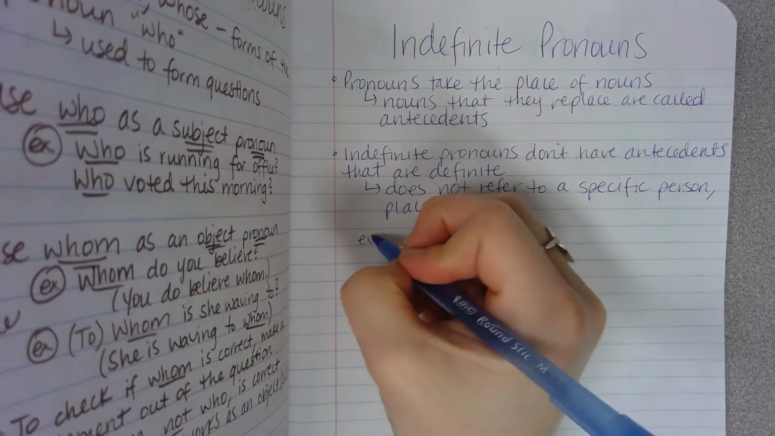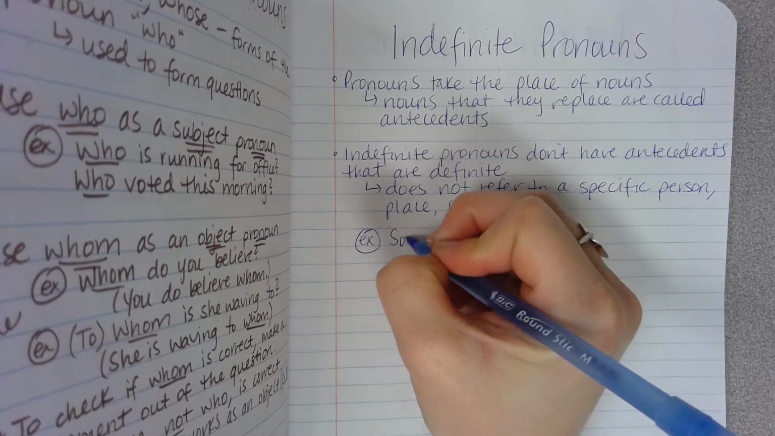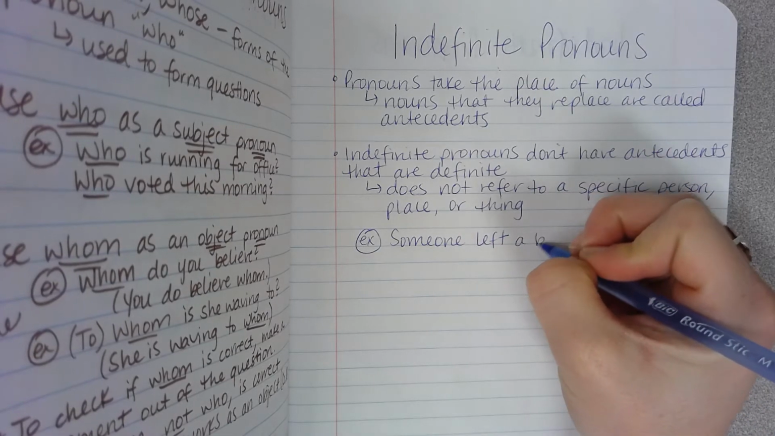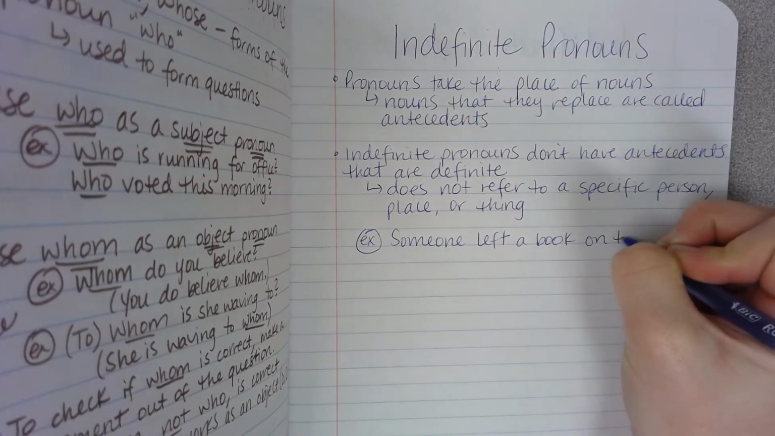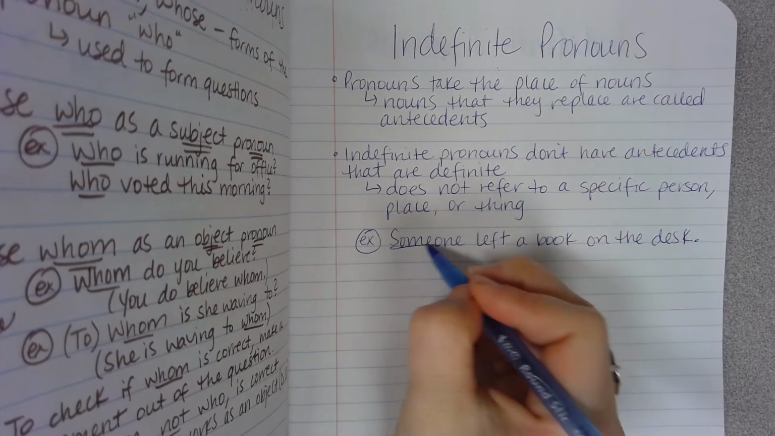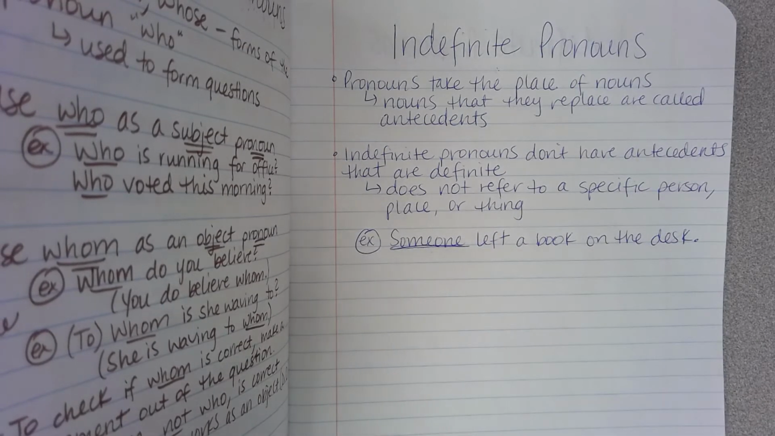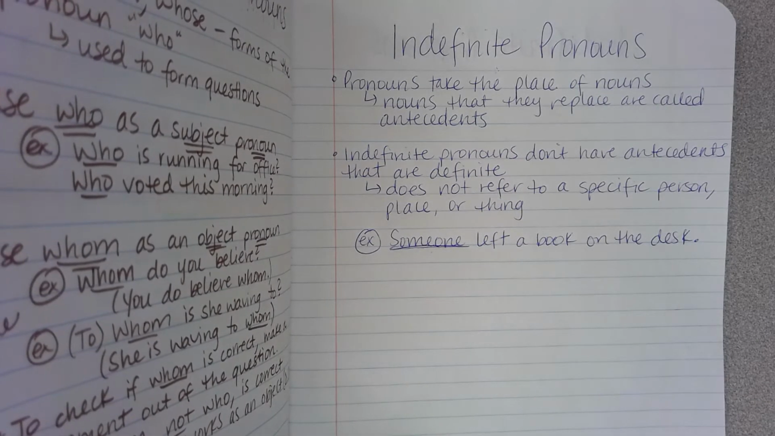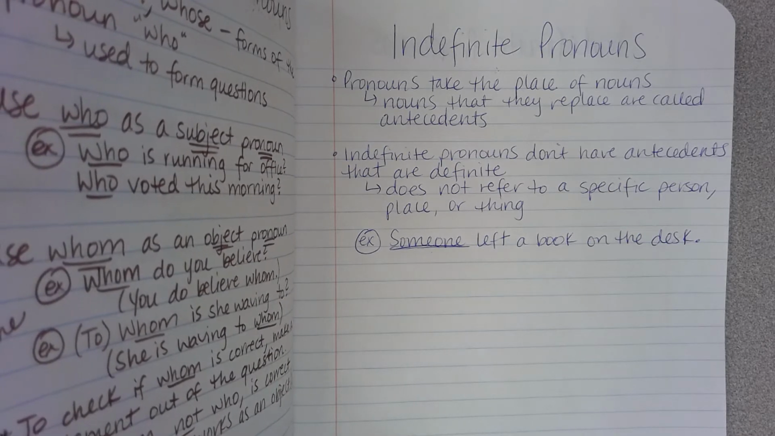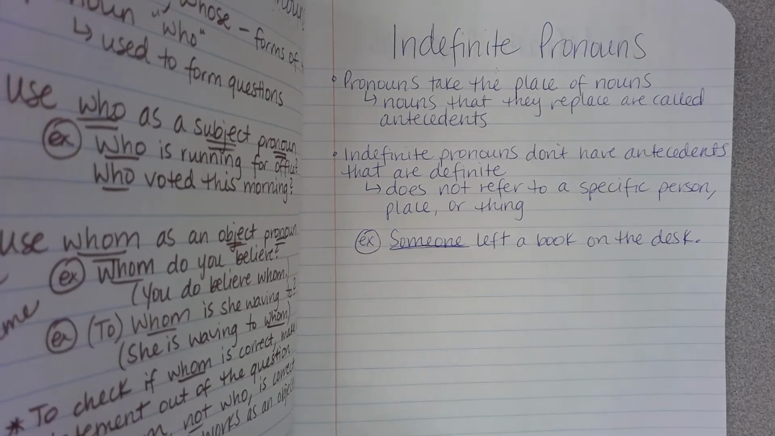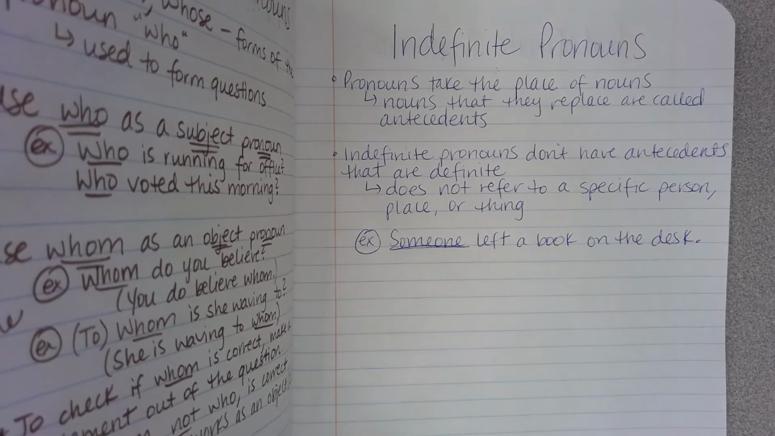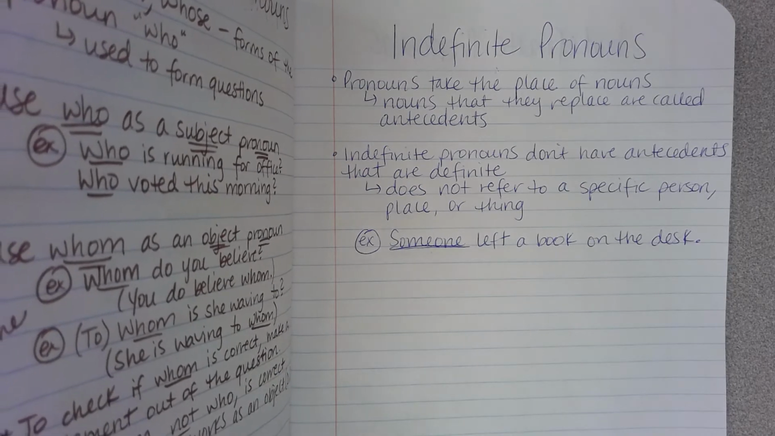Here are some examples. Someone left a book on the desk. Okay, so someone is our indefinite pronoun. It's the pronoun that's being used. And even if we did have the rest of the text and we could maybe figure it out, no matter if we have the rest of the text or not, someone is still kind of a mysterious pronoun. We don't quite know who they're talking about. We don't know who's doing the leaving of the book. We don't know who's doing the action. So that's why we consider it indefinite.